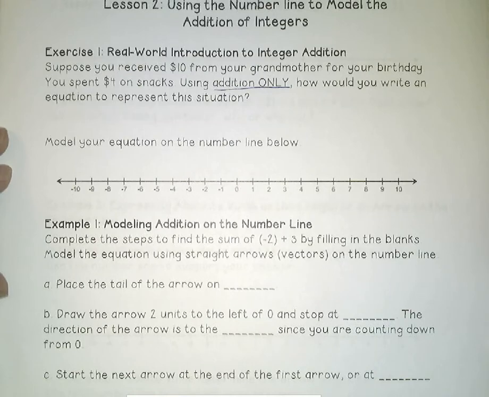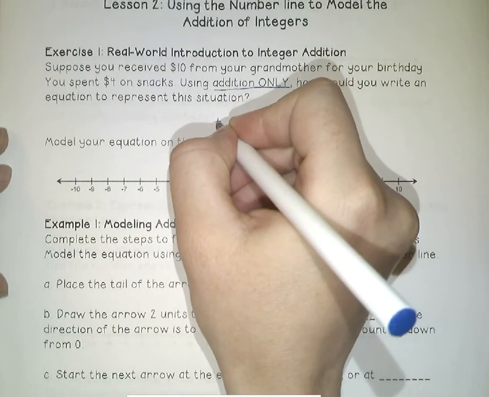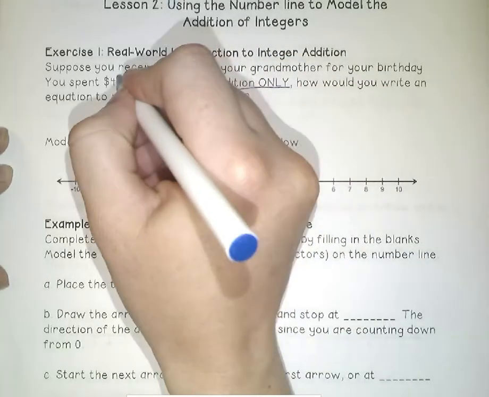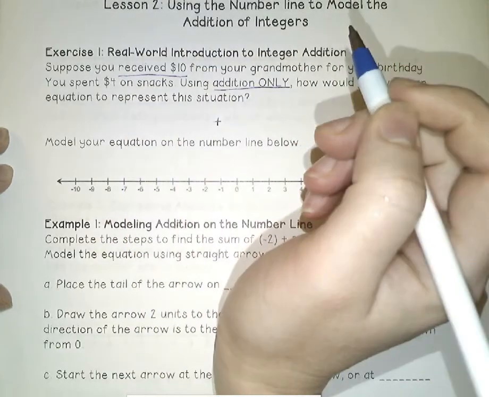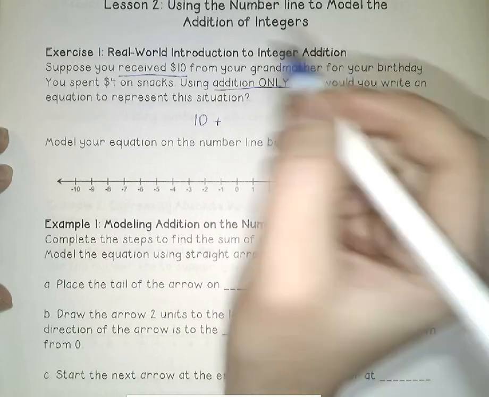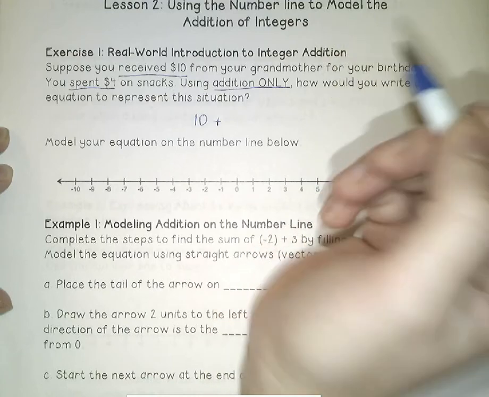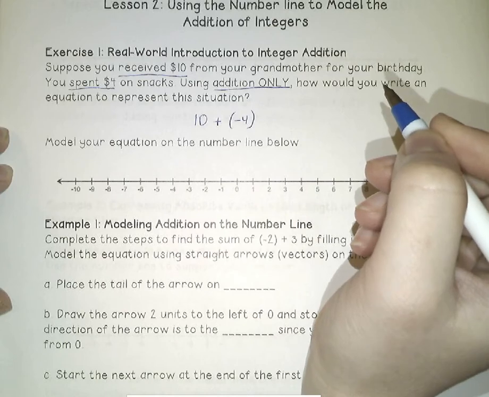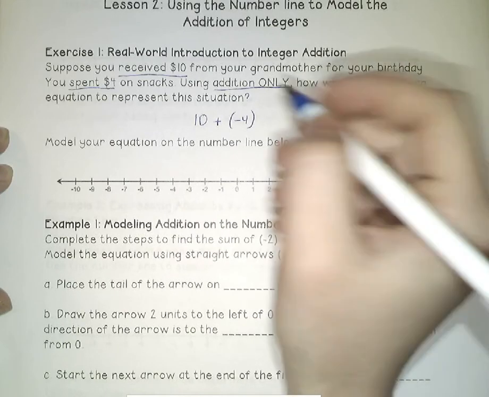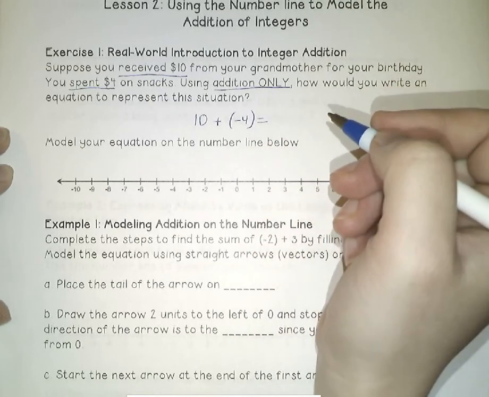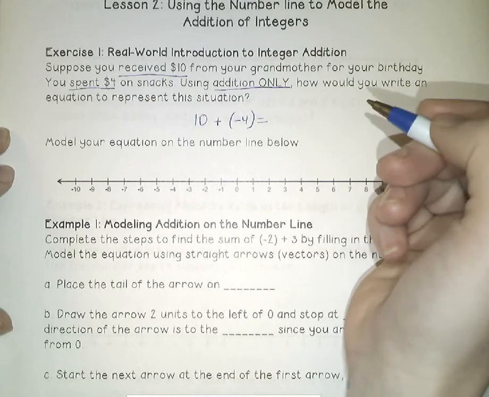So I know that I need to use only a plus sign, okay, for addition. I know I received $10. Received $10 is going to be a positive number 10. I spent $4. Spent is going to be my negative number. I spent negative 4. So I'm going to add 10 and negative 4 on the number line. I don't know yet what it's going to be, but I know that I'm going to add 10 and negative 4 on the number line.